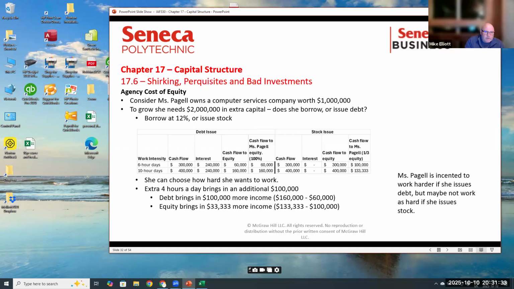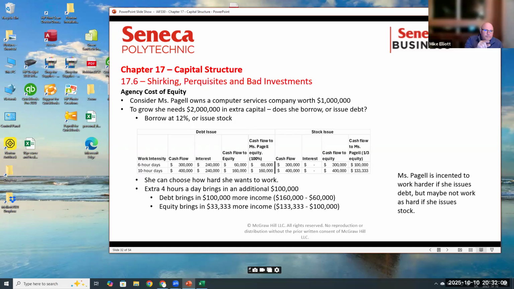There's two choices. I can work a regular 6-hour day, or I can work 10 plus hours. If I work a 6-hour day, I'm going to generate cash flow of around $300,000. If I work a 10-hour day, I'm going to generate about $400,000 in cash. If I have to borrow $2 million by issuing debt at 12%, my interest cost is $240,000, 12% of $2 million.